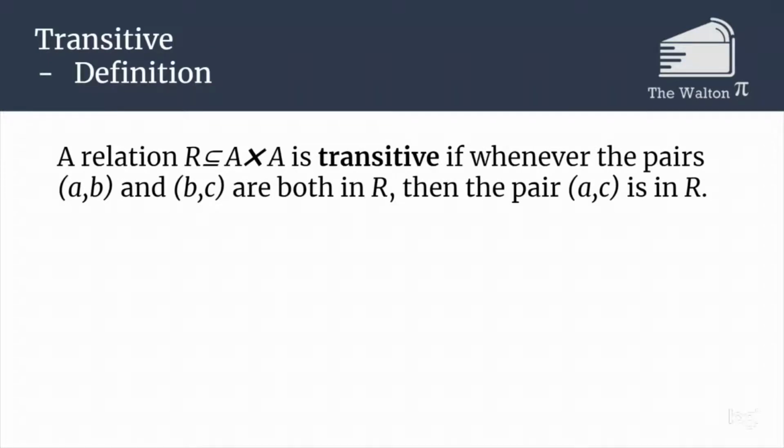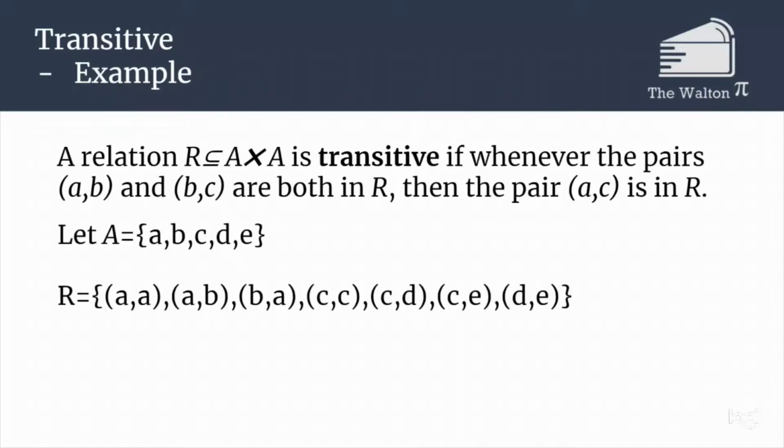A third type of relation is what's called a transitive relation. A relation is transitive if any time we have the pairs A comma B and B comma C, and both of them are in R, then the pair A comma C must also be in the relation R. So, here is an example. Let's try and figure out if this is going to be transitive or not.